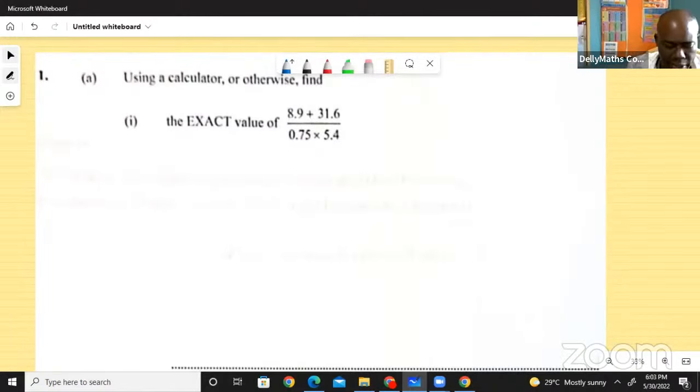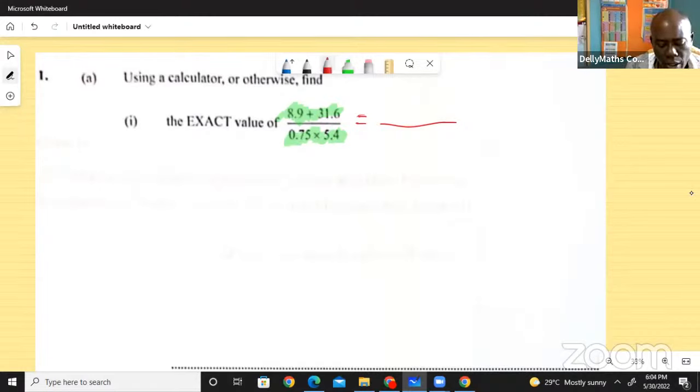This question says that using a calculator or otherwise, find the exact value of 8.9 plus 31.6 all over 0.75 multiplied by 5.4. What I'm going to do is work out the response for the top, then work out the response for the bottom, and then I divide. So for the top, we use our calculator.